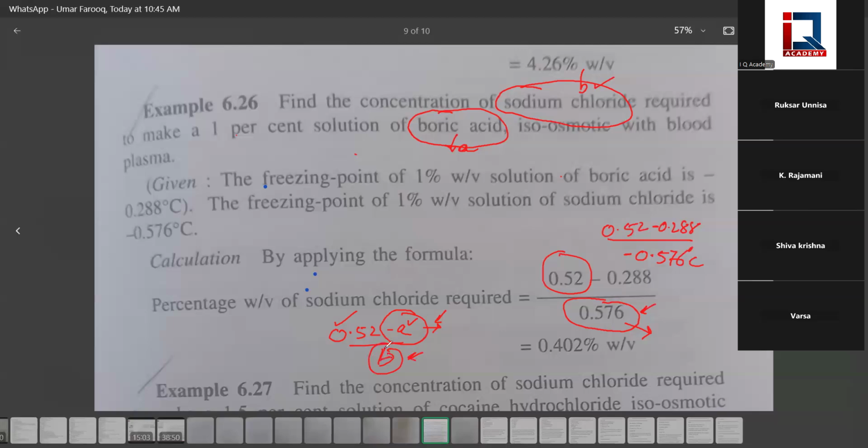B value generally they will give. If it is a most common one like sodium chloride, they will not give. You should remember it. It's minus 0.576 degrees centigrade.